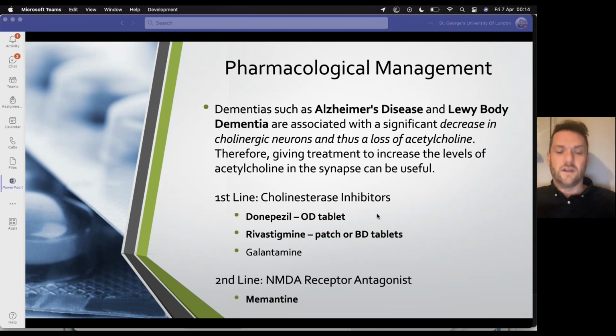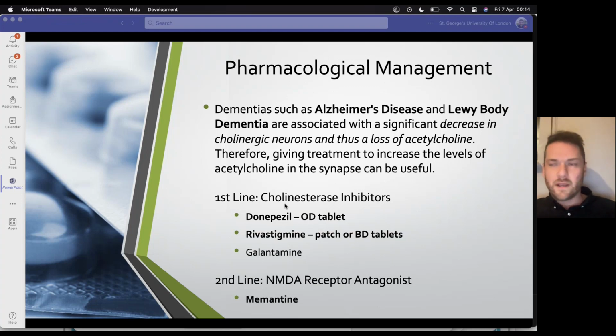So first line, donepezil. Memantine is only given as a monotherapy in really severe Alzheimer's. And again, I only know that from really random past med questions, so I wouldn't focus on that. Main thing you want to think is pharmacological treatment, donepezil, possibly with memantine. Memantine can also be given if, for some reason, all cholinesterase inhibitors can't be tolerated. So that's the main thing to remember.